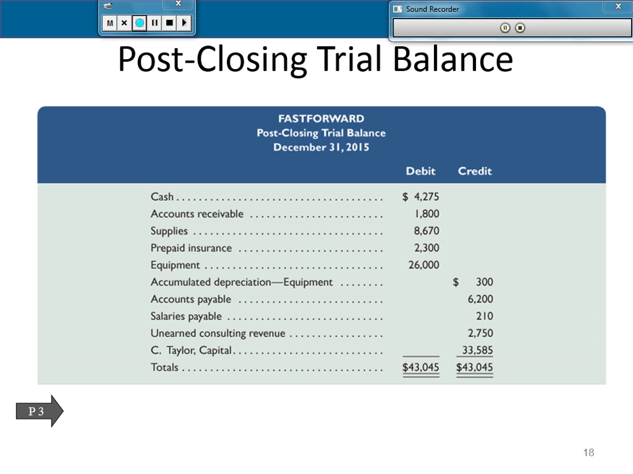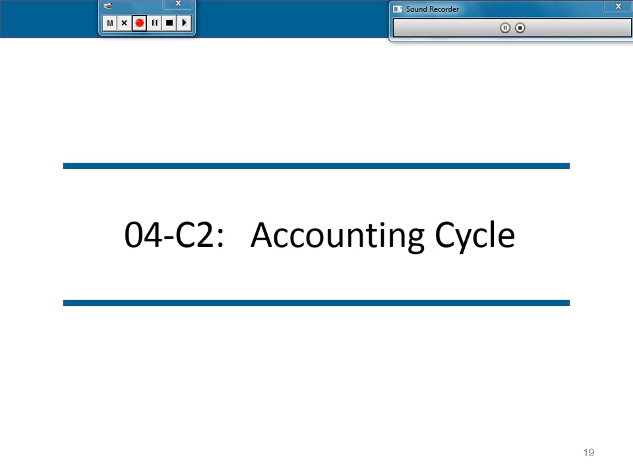So this is basically what a post-closing trial balance would look like. Notice you don't have any revenues, any expenses, right? Just assets, then liabilities, and then capital. And that's ultimately the goal after you do the closing entries.